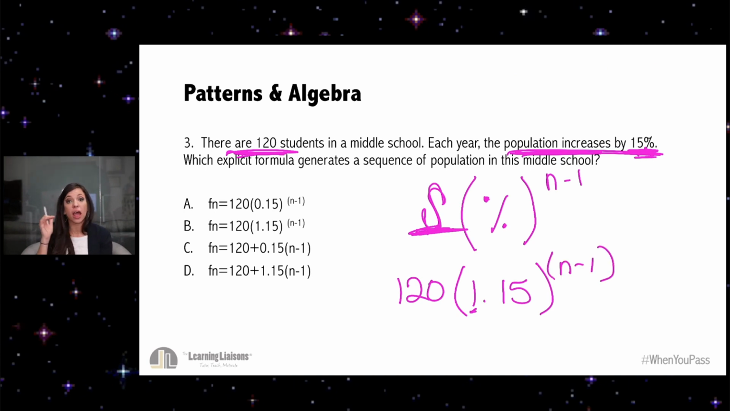N is the number of years in this case that we're looking at. So our answer in this case is going to be B, because we're adding that 15% to the 1 whole. Excellent job. Let's move on to question number 4.